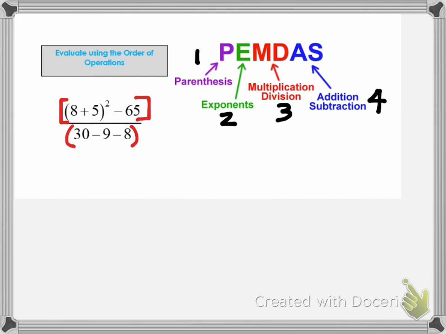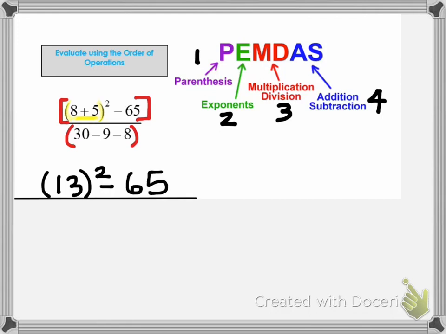So as I look in my numerator, inside those brackets, I see a set of nested parentheses. So since P comes first, I'm going to work inside those parentheses first, and I'm going to add 8 plus 5. So that gives me 13 squared minus 65 for my numerator. Now, in my denominator, I have 2 subtractions, so I'm just going to go left to right. So I'm going to start by doing 30 minus 9 from left to right, and that gives me 21, and then I have 21 minus 8 in my denominator. So I still have to simplify my numerator, and I still have to simplify my denominator.